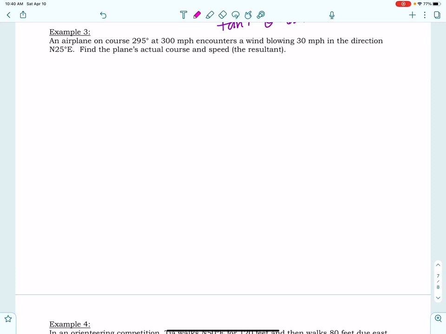Pre-calculus, example 3 for 9.3, more speed and direction. So we have an airplane on a course of 295 at 300 miles per hour. It encounters a wind blowing 30 miles per hour in the direction north 25 degrees east. Find the plane's actual course and speed.